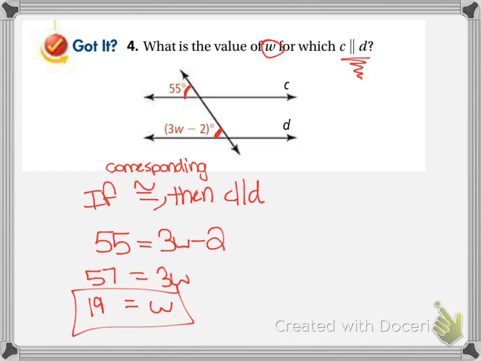So that is it for this section. Just know to prove lines are parallel, you need either that corresponding angles are congruent, same side interior are congruent, same side exterior are congruent, or same side interior are supplementary.